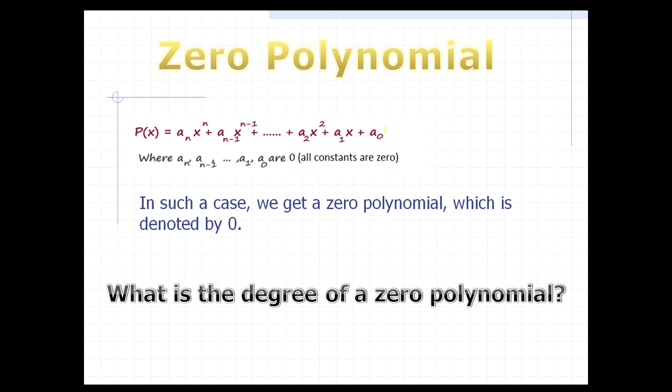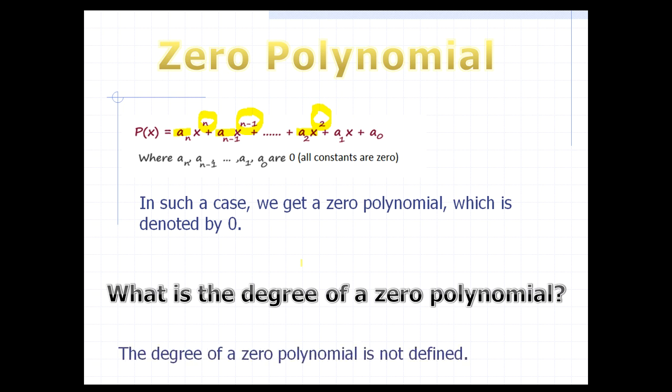So, what is the degree of a zero polynomial? Since all these constants are 0, we do not know which integer to consider as the degree of the polynomial. There are multiple degrees associated with this polynomial then. All the coefficients are 0, so we are in a fix. Neither is the degree n, nor n minus 1, nor 2, nor 1. So the degree of a zero polynomial is actually not defined.